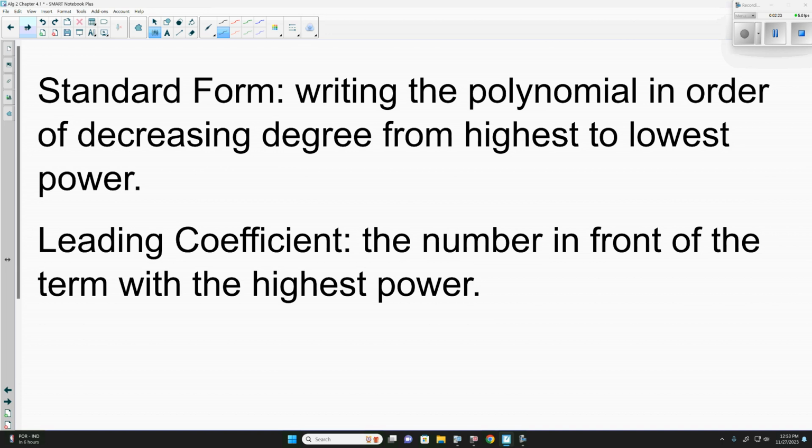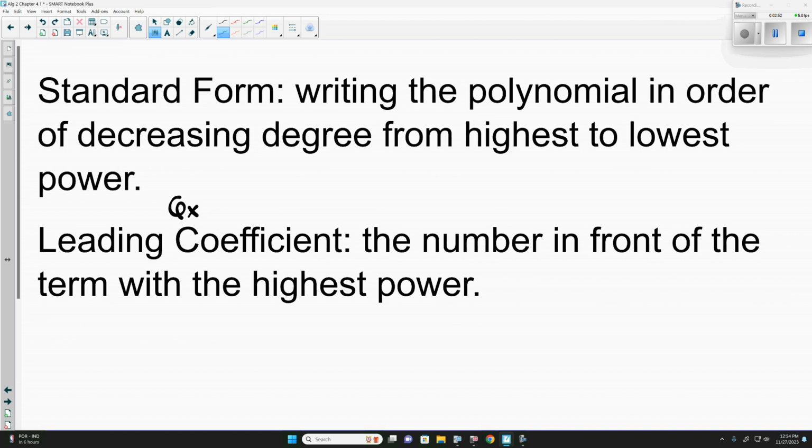And the number in front of the variable or term with the highest power is called the leading coefficient, because every number in front of a variable is called a constant or a coefficient. So in this case, 6 is a coefficient. If it's the first one, if x was the biggest power, 6 would be considered the leading coefficient. Questions on this here?